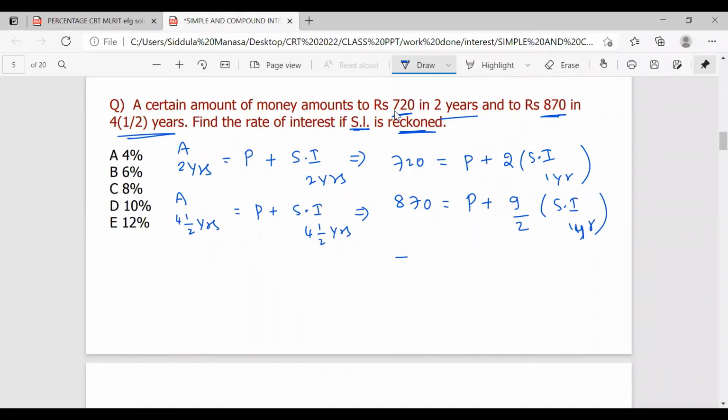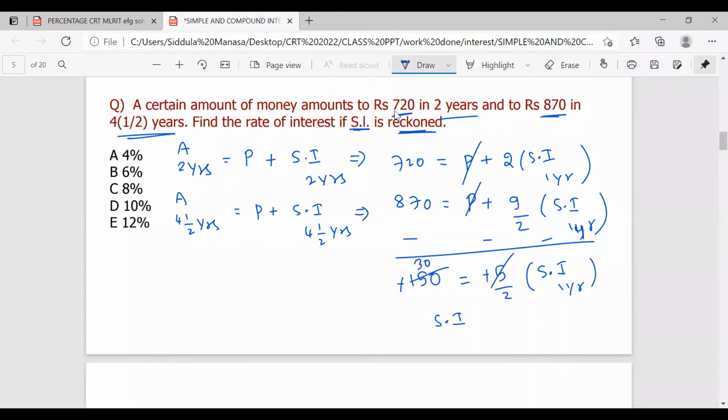Right? So what I am doing, subtracting. When I subtract 720 minus 870, that will become 150. P and P get cancelled. 2 minus 9/2 will be minus 5/2 into simple interest for 1 year. So minus minus gets cancelled. 5 ones are 5, 5 threes are 15. So simple interest for 1 year, you are getting what? 60.